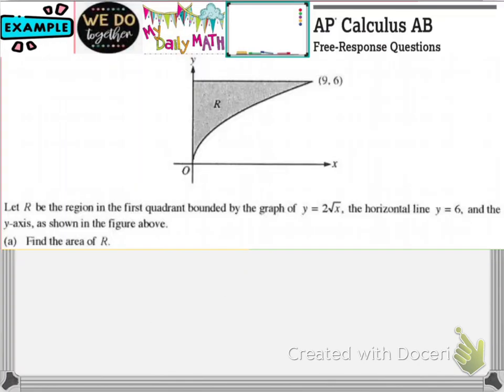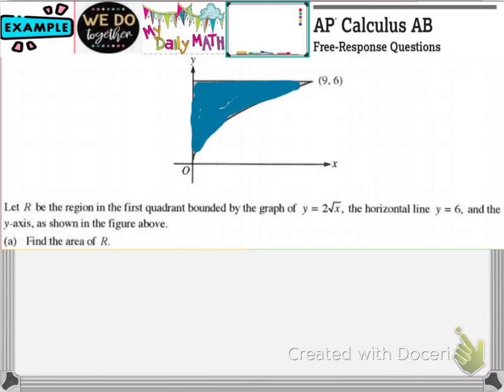So let's try some examples. I'm going to go ahead and do this example, which is a free response question, and I'll tell you how they grade this problem, or how they scored this problem. Okay, first thing is to look at the region. The region that is between the two curves is this part right here.